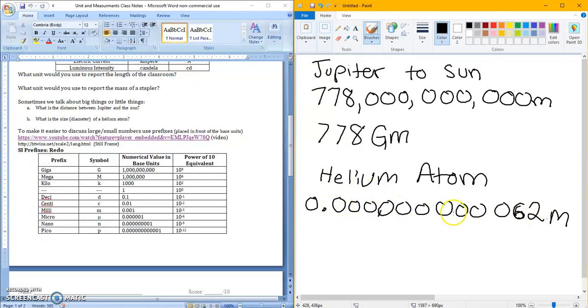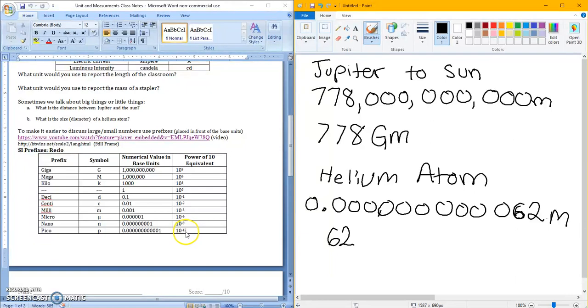So 1, 2, 3, 4, 5, 6, 7, 8, 9, 10, 11, 12. So I'm going to write 62. Then I need a prefix that says 12. And if I look over here, there's no positive 12, but there's a negative 12.